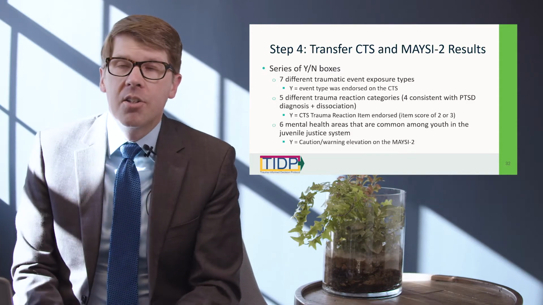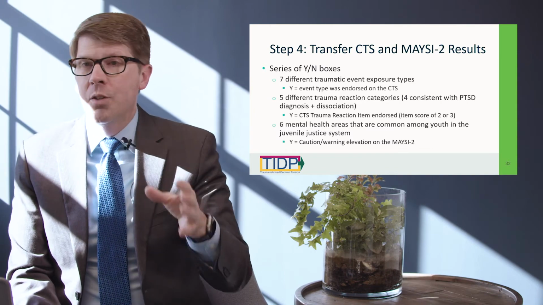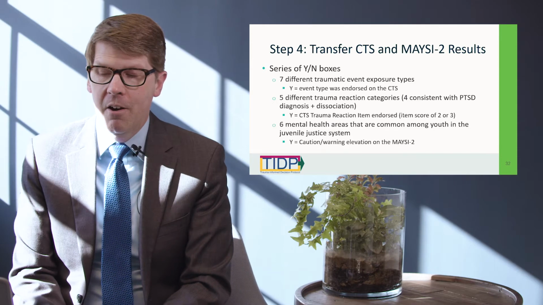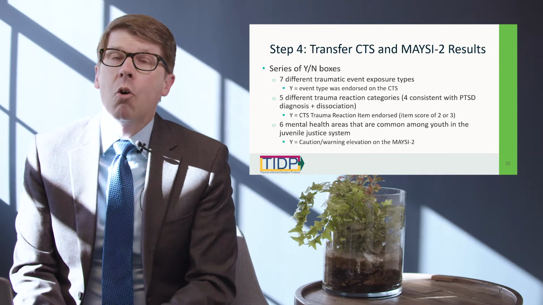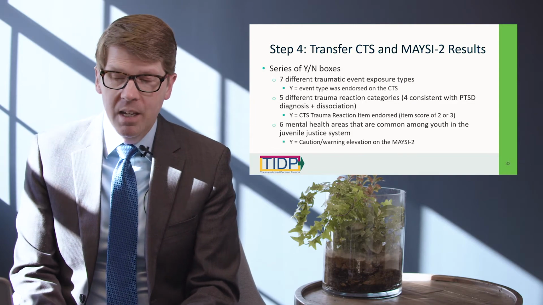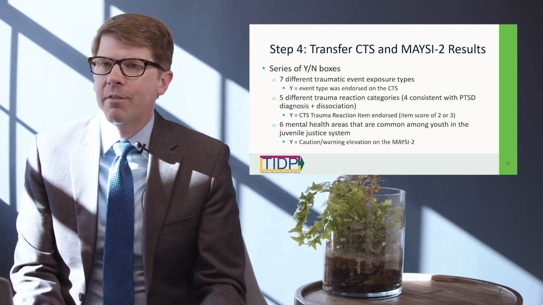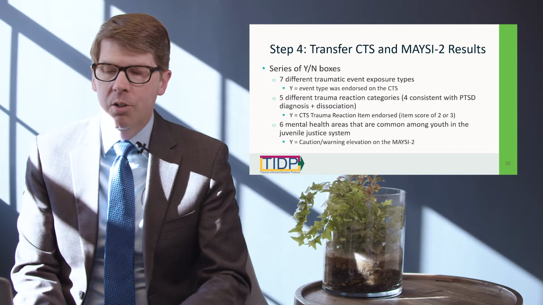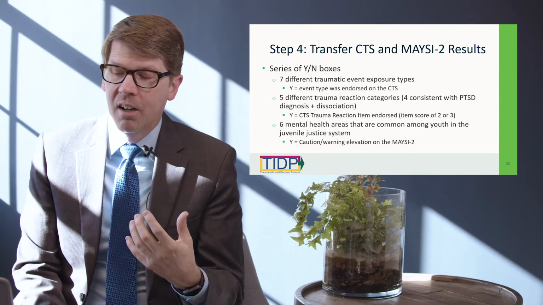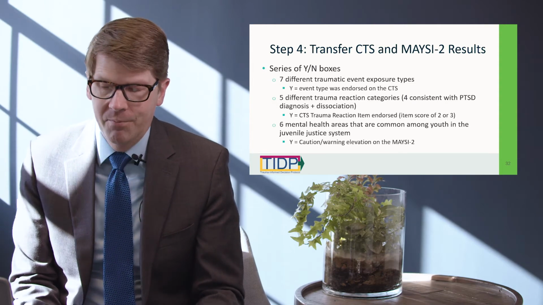The last area on the top of the form is categorizing and transferring MAISY results as well. So there are 6 different mental health areas that directly correspond to the MAISY on the TIDP. For every caution and warning score from the youth's MAISY, you are going to circle a yes to indicate a positive screening indicator or evidence from the MAISY.